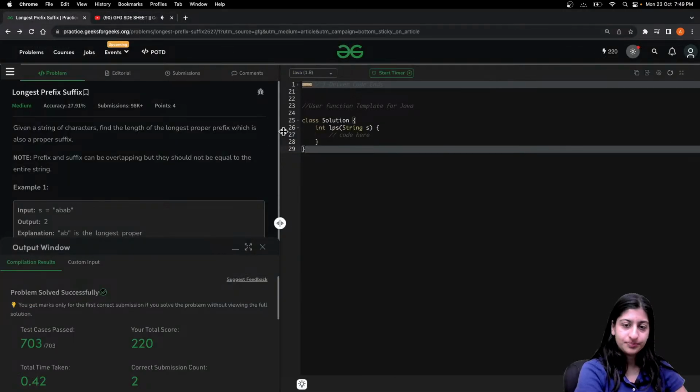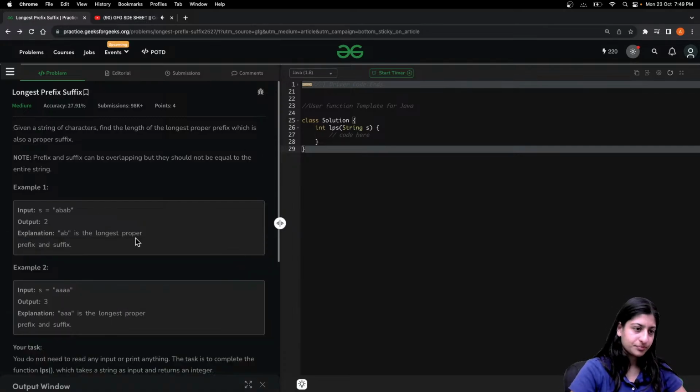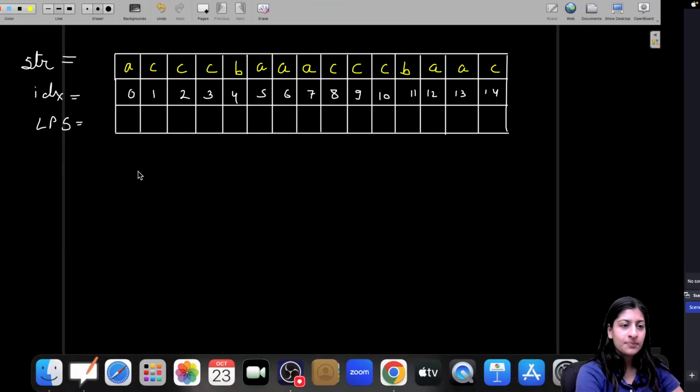Fine. Okay. So you are given a string like this, and you need to find the length of the longest proper prefix which is also a proper suffix. Now what does that mean? See, prefix and suffix can be overlapping, but they should not be equal to the entire string. Let's take an example and understand.